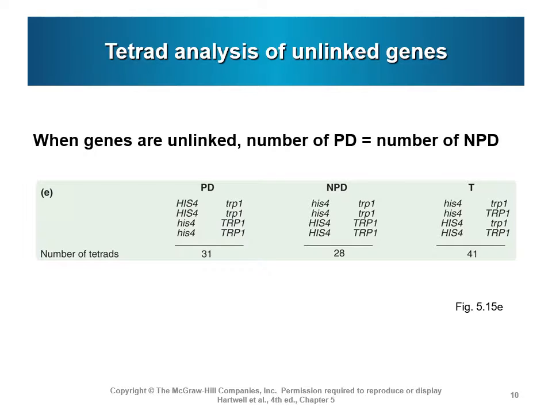So when the genes are unlinked, the number of parental is almost equal to the number of non-parental, and this is statistical data. So for parental 31, for non-parental 28, percent or number of tetrads. And for the tetratype, the number is slightly higher, it's 41.